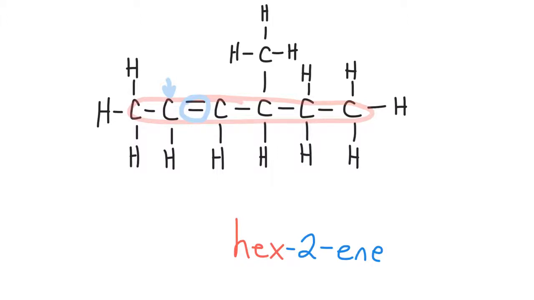The next thing we have is this methyl group coming off of the chain. It's coming off of the 1, 2, 3, the 4th carbon. So I add 4-methyl as the prefix. So this compound is 4-methyl hex 2-ene. It just rolls off your tongue.